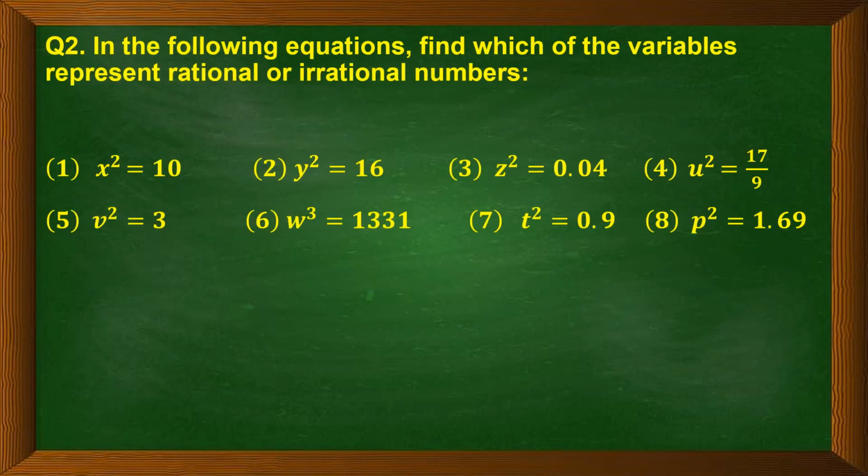Now let us move to the second question. In the following equations, find which of the variables represent rational or irrational numbers. Now these are the various equations which are given to us. There are 8 equations which have different variables x, y, z and so on. And we have to find out after solving it whether they represent rational or irrational numbers.